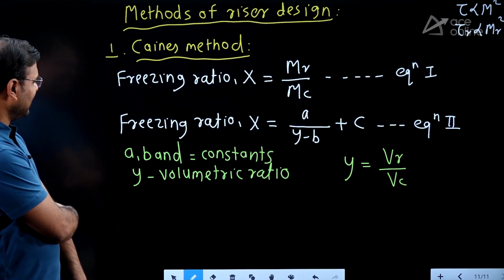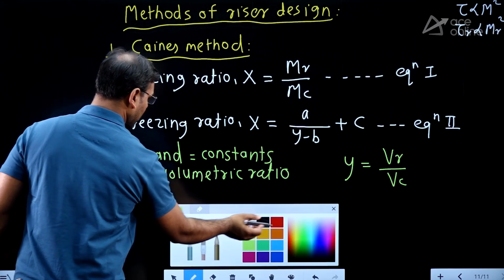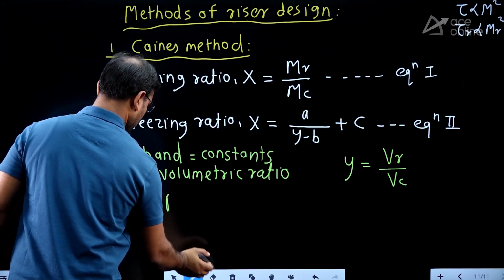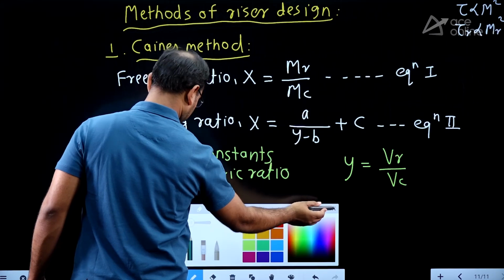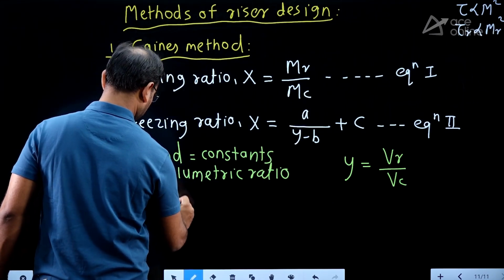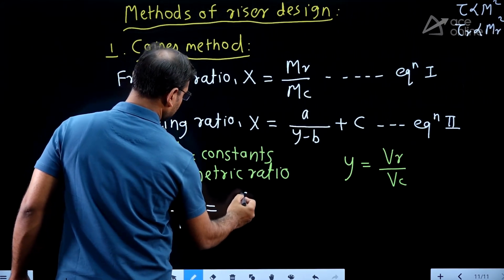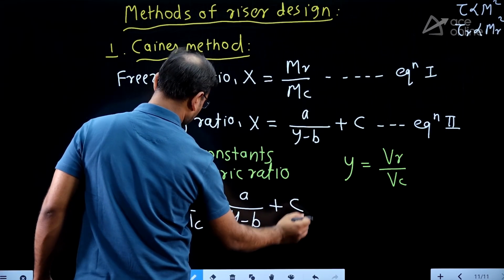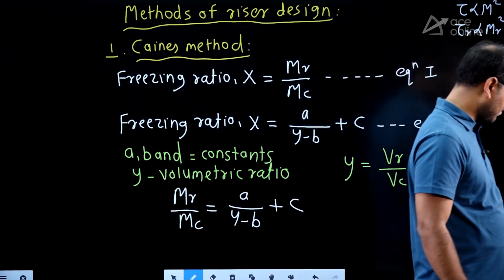Okay. Then next, guys, we have to put together equations 1 and 2. Now here equation 1 is Mr by Mc, which is equal to a divided by y minus b, plus c. This is the equation, guys. We are going to equate both equations.